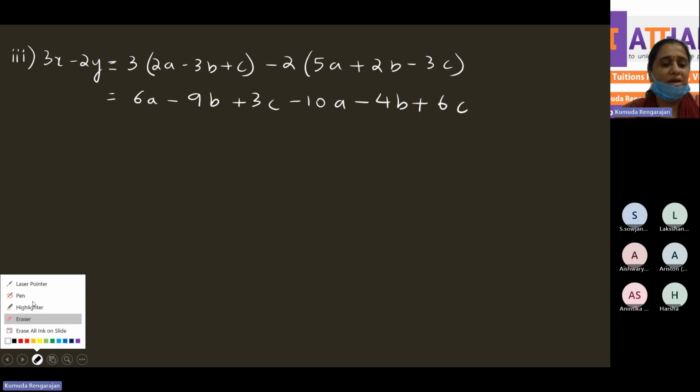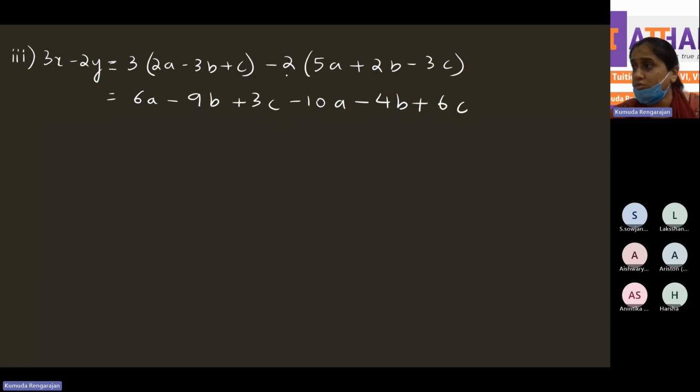Every term inside the bracket should be multiplied with minus 2. Every term inside the first bracket should be multiplied with plus 3. Now gather the like terms. So 6a minus 10a, minus 9b minus 4b, plus 3c plus 6c.